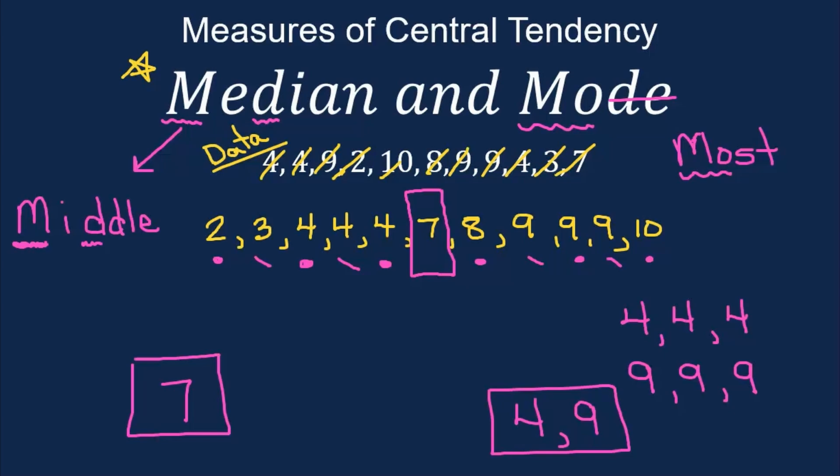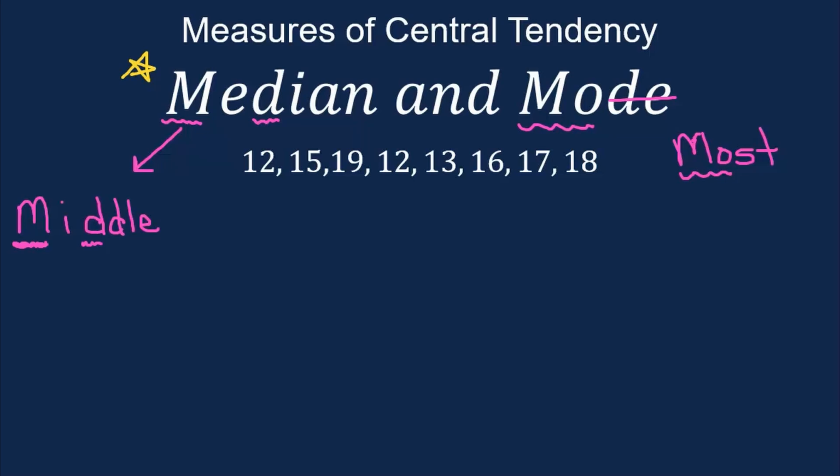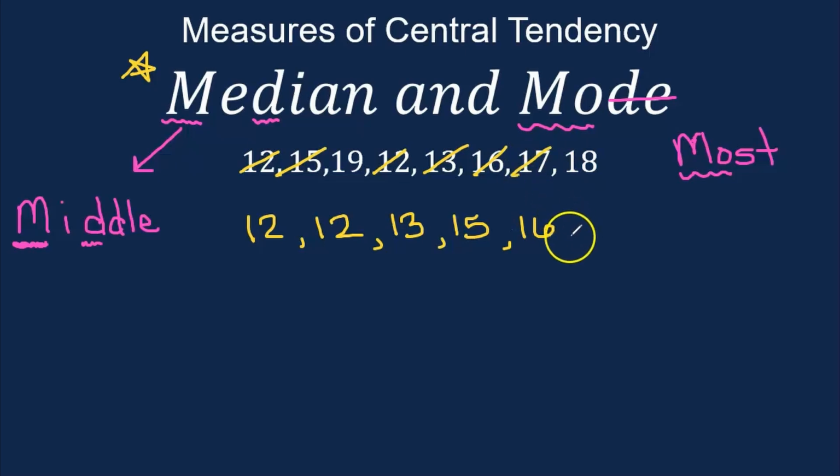Let's do another data set. And here we go. Okay, so as always, we are almost always going to be given data that is out of order, and we need to put it in order. So if we look, the smallest number in this list is 12, and I see 2 of them. So we are going to list them twice. The next number is 13. I don't see a 14, so 15 is next. Then 16, 17, 18, and 19.